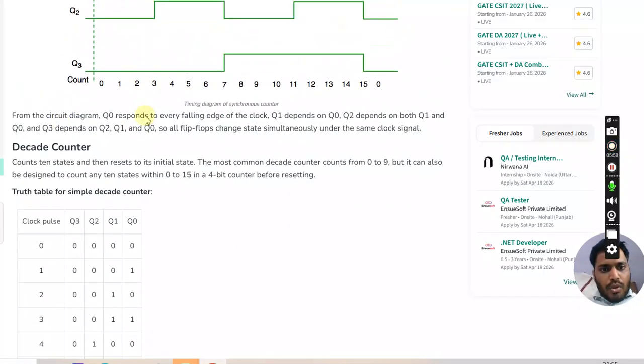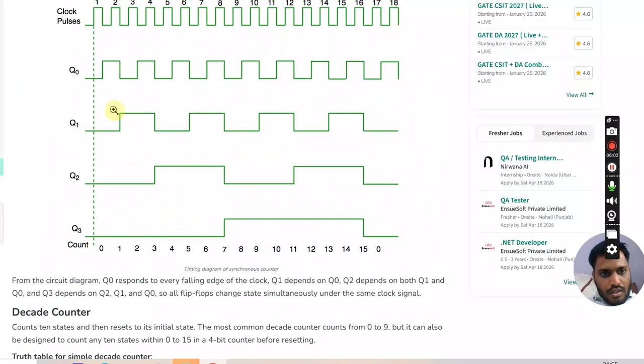So from the circuit diagram, Q0 responds to every falling edge of the clock. Q1 depends on Q0. Q2 depends on both Q1 and Q0. Q3 depends on Q2, Q1 and Q0. So all flip-flops change simultaneously under the same clock.